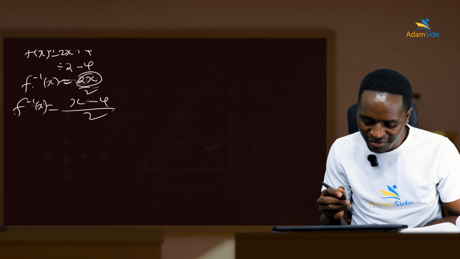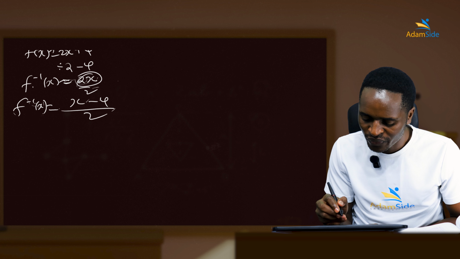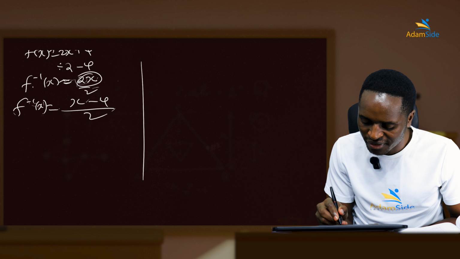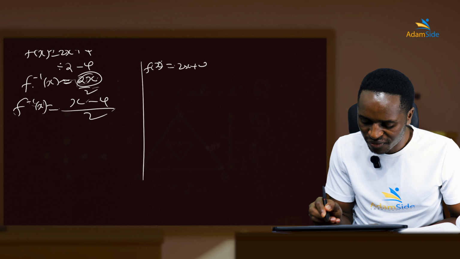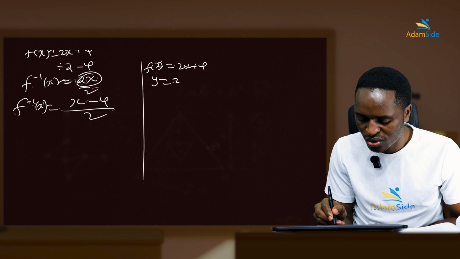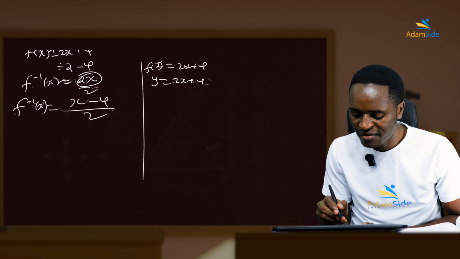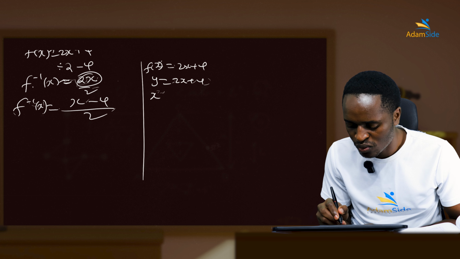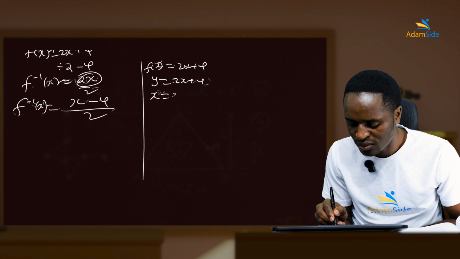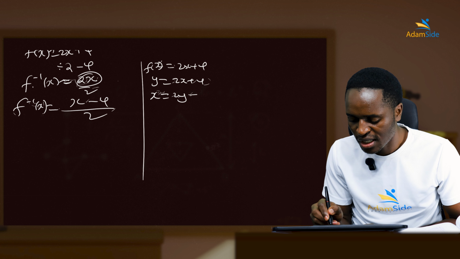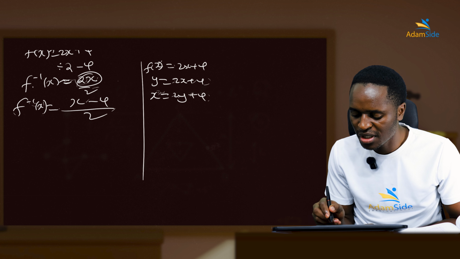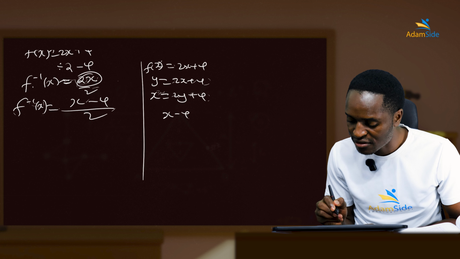Now, swapping the variable is easy. You say f of x is the values of y, and you have 2x plus 4. Then you say y is equal to 2x plus 4. Swap the variables: where there is y, you put x, and where there is x, you put y. Then make y the subject. If you take 4, the other side becomes minus. We say x minus 4.